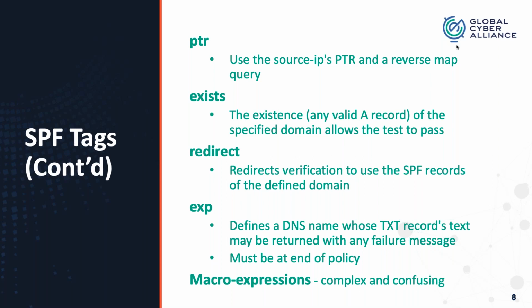Exists. Exists basically says if there's any valid A record for this domain, that means it's allowed to pass. It's considered a pass. It's on the allow list. So it's just checking for any valid A records in your domain. The benefit of using exists is that you don't have to keep putting a:, a:, a:, and so on. You can just put exists, and that checks for all the A records. You don't have to put the A tag every single time. That helps reduce the number of domain lookups that you have in your SPF.